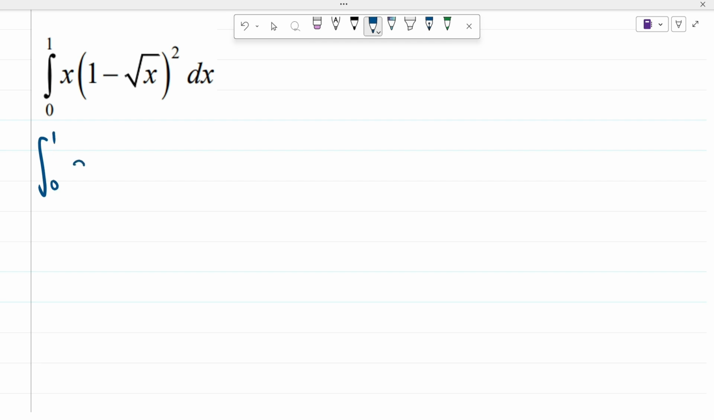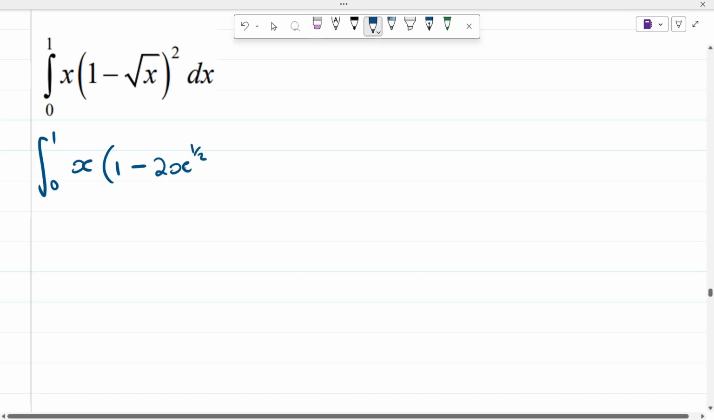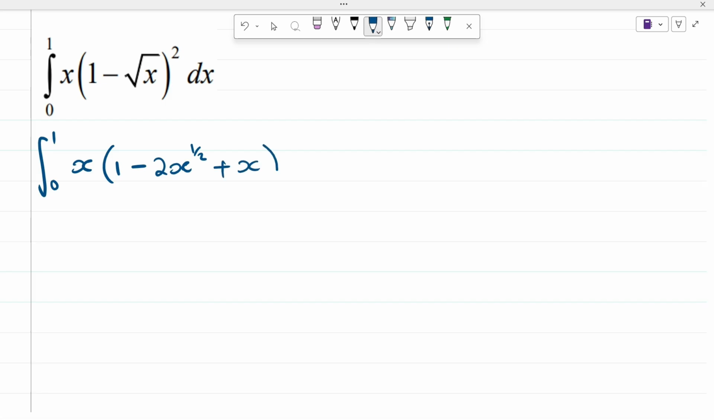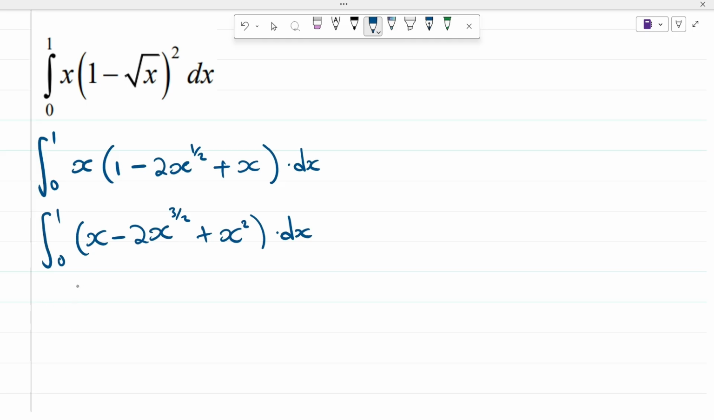So when we simplify, this is going to be x multiplied by 1 minus 2 x to the power half, or 2 root of x, plus x, then dx. Then I multiply everything by x there. That's going to be x minus 2 x to the power 3 over 2 plus x squared, dx. Then from here we can be able to integrate.